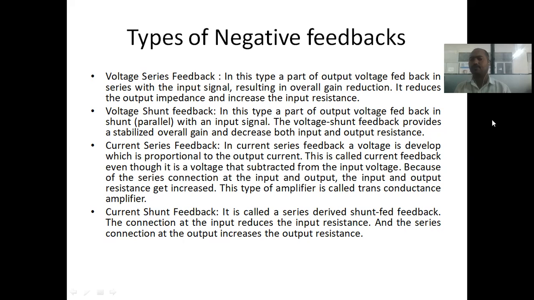There are four types of negative feedback. One is voltage series feedback, another is voltage shunt feedback, the third is current series feedback, and the last is current shunt feedback.